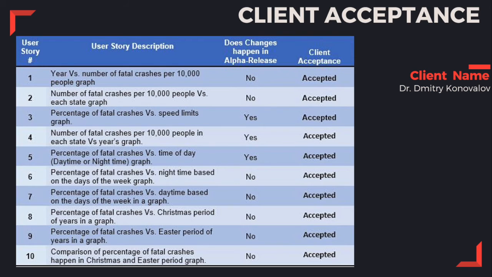Client acceptance. We had 10 user stories from iteration 1 and we are delivering those 10 in the alpha release. And also 3 user stories have changed in this iteration and we have incorporated them accordingly. Finally, we got client acceptance for all of them.